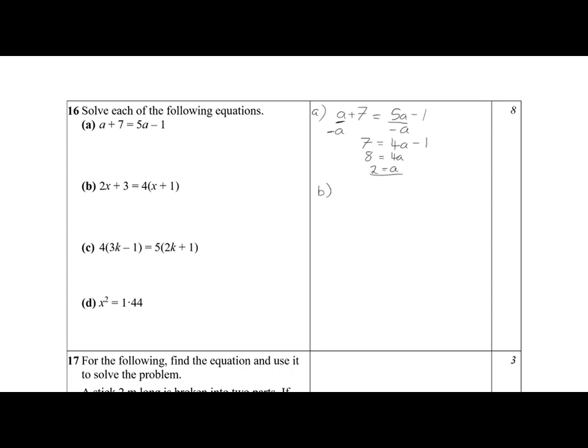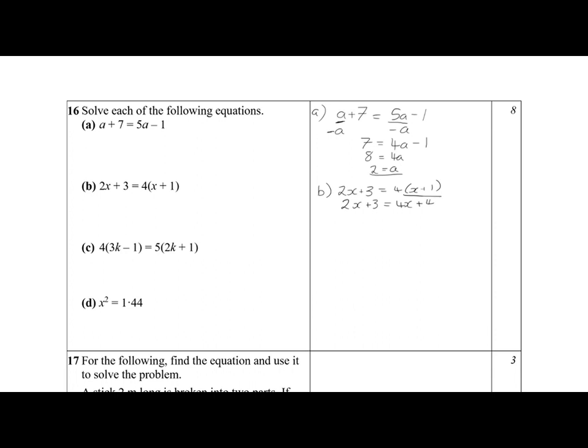Okay, b, 2x plus 3 equals 4x plus 1. Here, what we're testing is, do you remember that you need to expand the bracket on the right-hand side first? So this is 4 multiplied by everything in the bracket x plus 1. So the 4 multiplied by the x is 4x. The 4 multiplied by the plus 1 is plus 4.